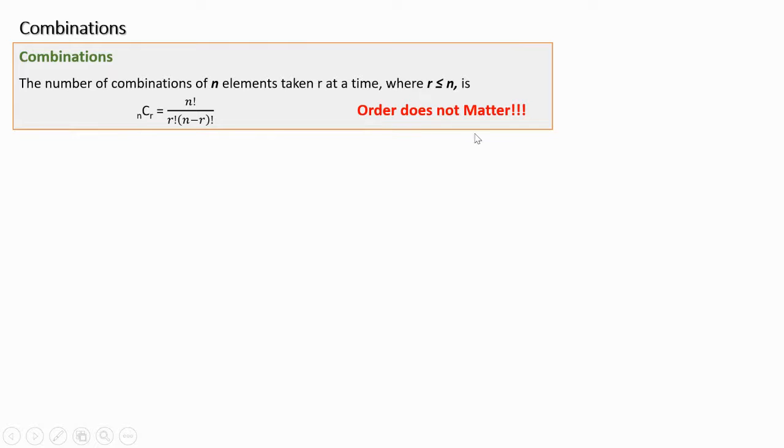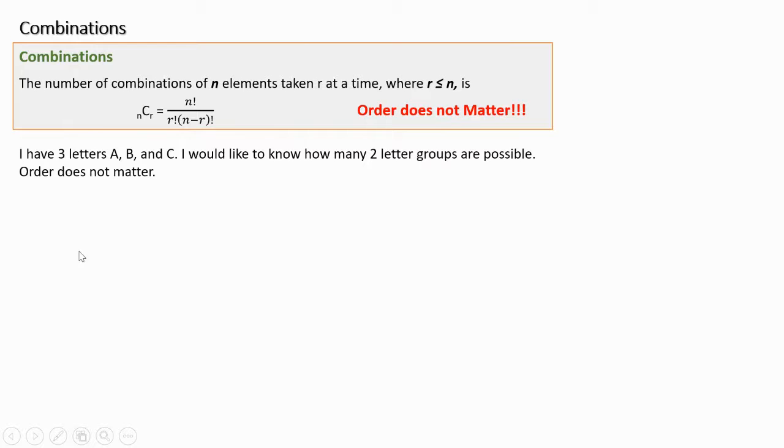Here, the order does not matter. So, for example, AB is the same thing as BA, because the order does not matter. So let's see here. If I have 3 letters, does anybody have a question? You guys okay?